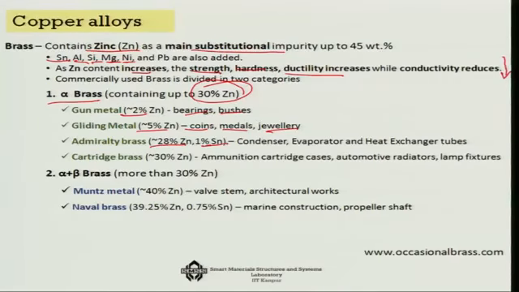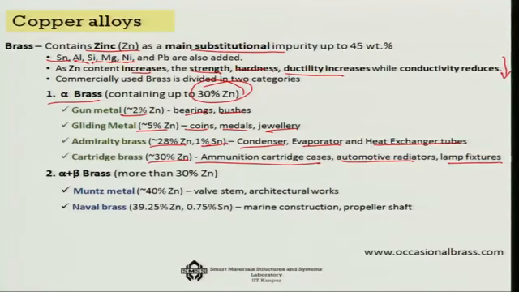of zinc, 1% of tin, which is used in condensers, evaporators, heat exchangers. Then the cartridge brass which has about 30% zinc, it is also used in ammunition cartridge cases, automotive radiators, lamp fixtures. So, the degree of zinc is much higher there.